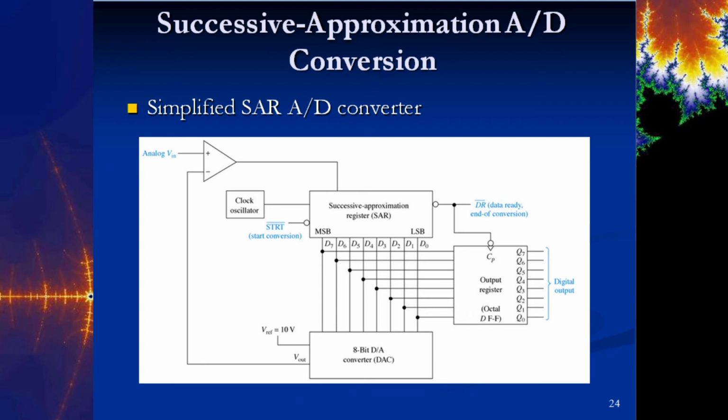Again, the previous example that we looked at with the counter ramp tries every single possible combination from 0 up to that number, whereas here it only takes 8 clock cycles because you're only checking a bit at a time to determine what the value is based on this analog in.